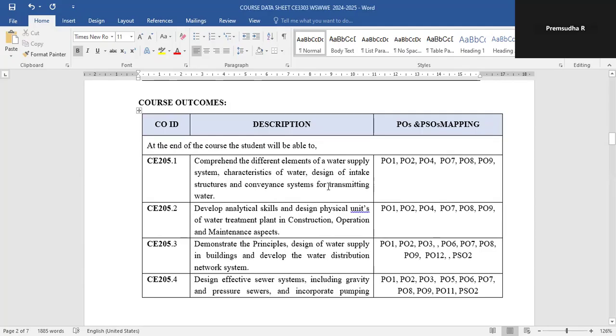and conveyance system for transmitting water. If you study this unit, you will be able to identify the different elements in the water supply system, find out the characteristics, and design the intake structure and conveyance system for transmitting water. Then the second CO: develop analytical skills and design physical units of water treatment plant in construction, operation, and maintenance aspects.